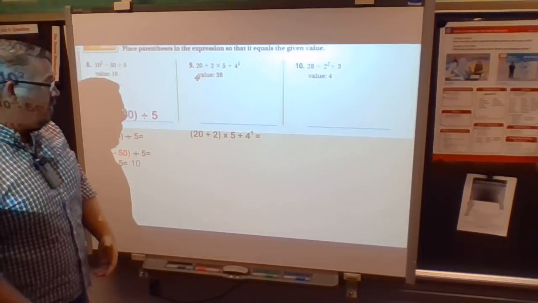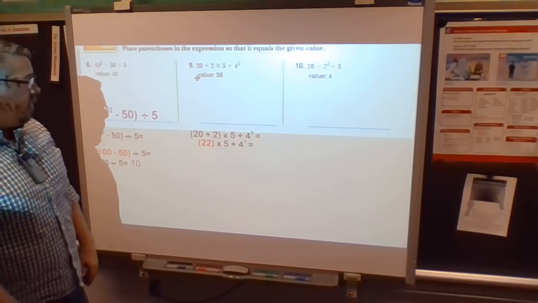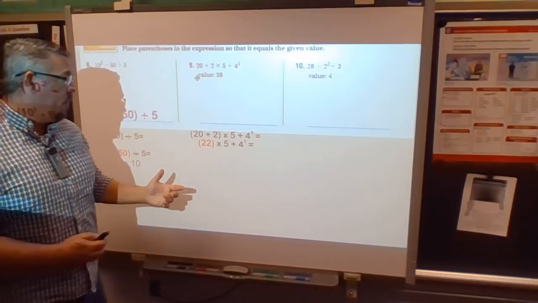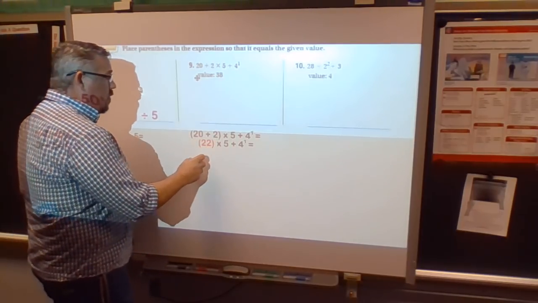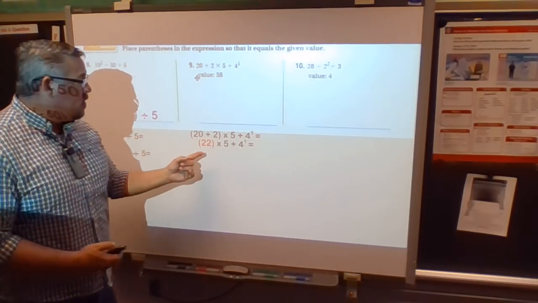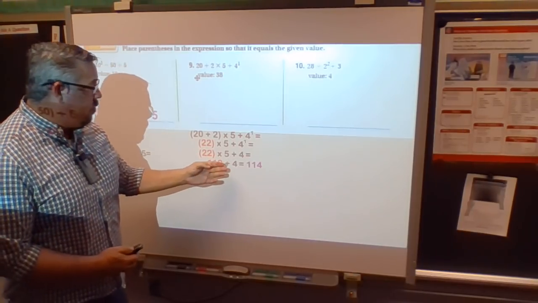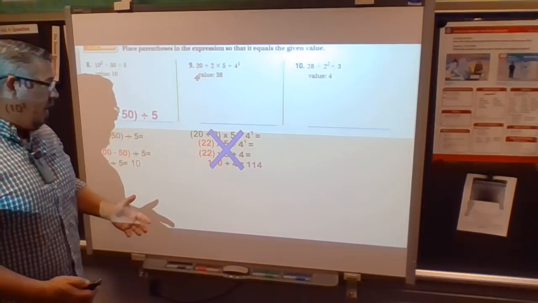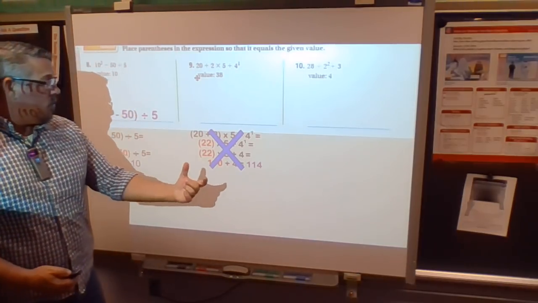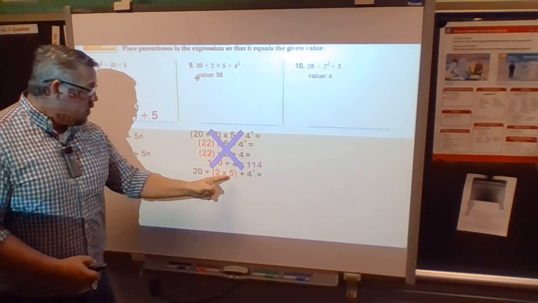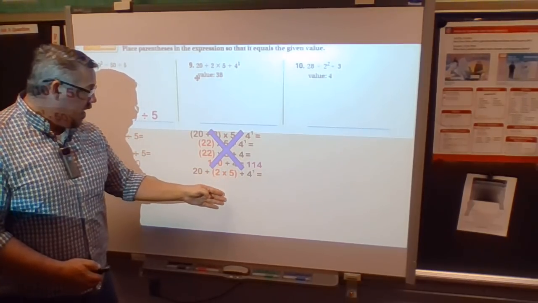So then I put it around the last 3 numbers. Okay? So every single time I had to build these step by step. So when I put it around the first 2, I got 22. And then I solved by multiplying 22 times 5, which is 110, plus 4 is 114. That didn't work. Then I moved it around the next 2, around the 2 and the 10. So I multiplied 2 times 5, which is 10.